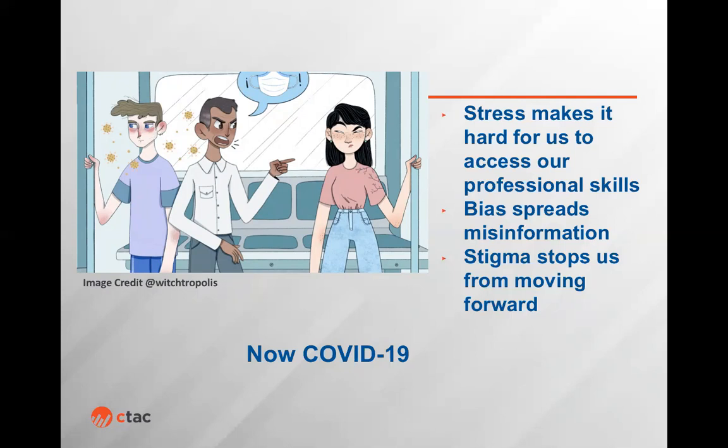The other thing is that bias really spreads misinformation, and it causes us to not be able to connect in real ways. Stigma also is part of bias. It stops us from moving forward. We're not able to clearly assess. And I think that this image is so interesting.